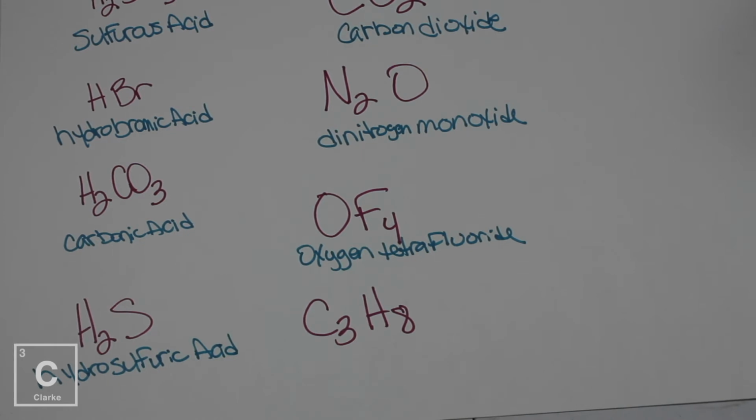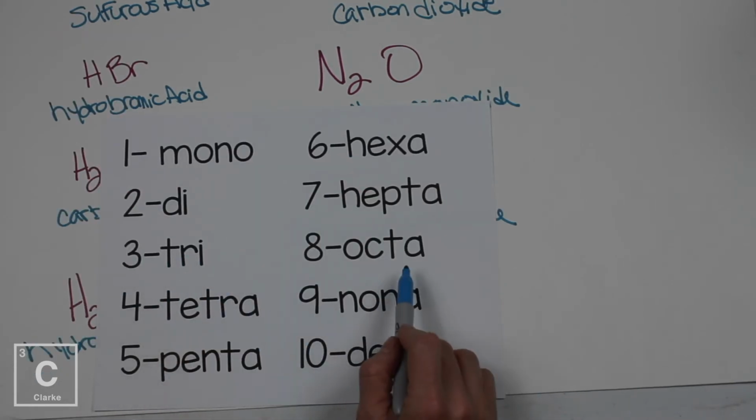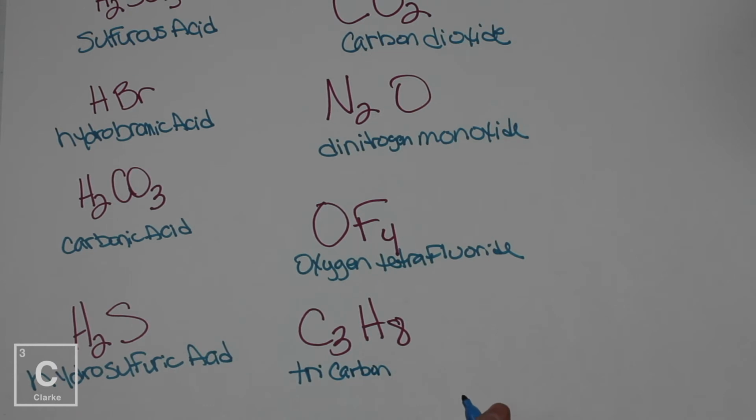Let's look at our last naming example. 3 carbons, 8 hydrogens. Carbon's a nonmetal, hydrogen's a nonmetal. We need to use prefixes. Where 3 is tri and 8 is octa. So we have tricarbon octahydride. Tricarbon octahydride. Let's practice writing some formulas.